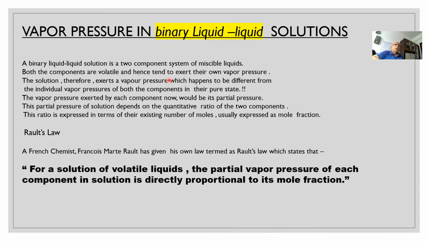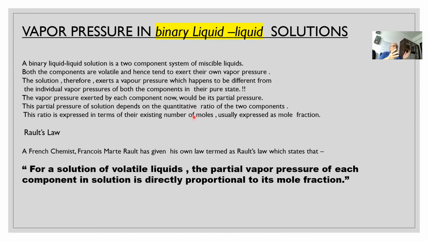Liquids in the pure state have their own vapor pressure. Now, to make it convenient, we'll say they are components. A two-component system of a miscible liquid: miscibility should be there, and two components should be there. We may call them component A and component B, or component 1 and component 2. The solution exerts a vapor pressure which is different from the individual vapor pressure of both the components in the pure state.